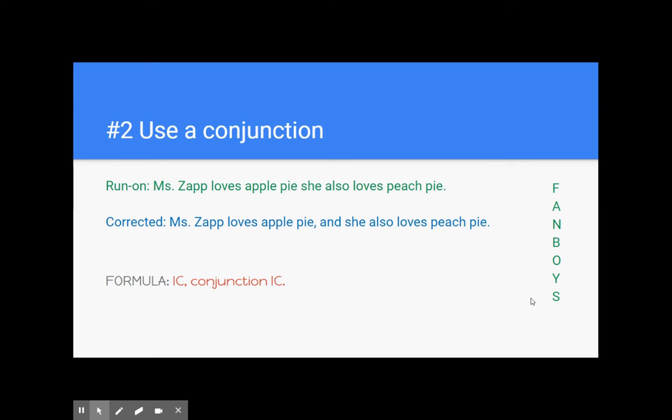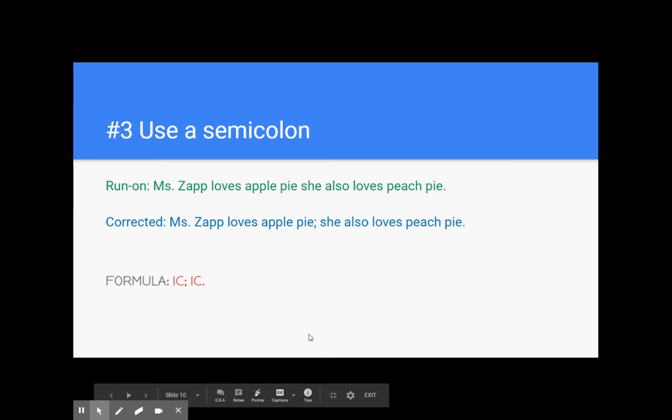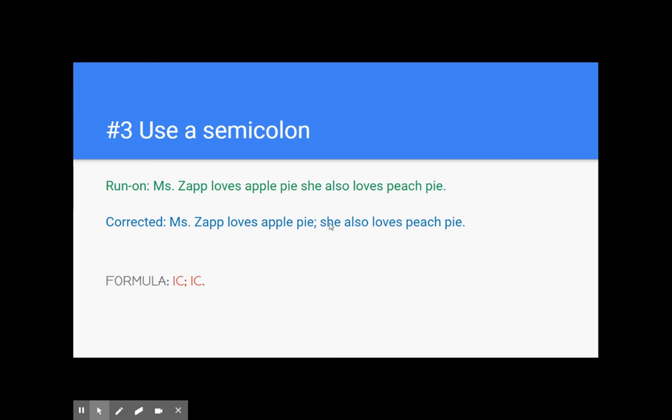You just have to be mindful of what coordinating conjunction you choose, because obviously and is a connector, but would show a contrast. So memorize that formula: independent clause, comma, conjunction, independent clause, period. Option number 3 is to use a semicolon. Semicolons are used to combine 2 independent clauses that are related. So in this case, you can just put those together with a semicolon.